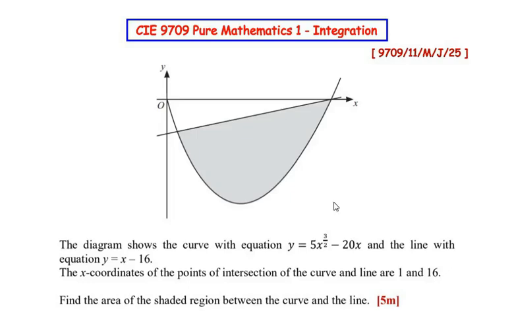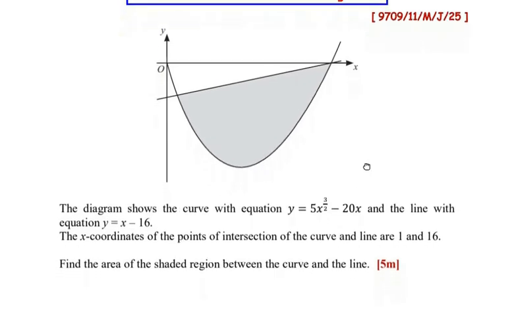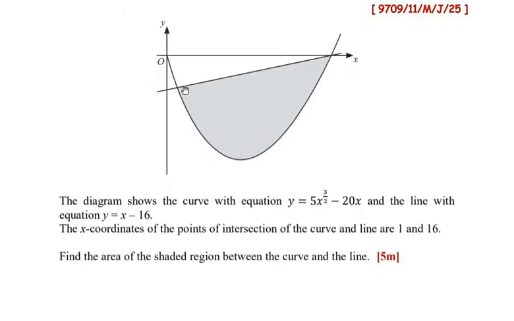In this video we are going to solve a question from integration which is referred from Cambridge Pure Mathematics 1, May-June 2025 paper. The diagram shows a curve with equation y is equal to 5x to the power of 3 over 2 minus 20x and the line with the equation y is equal to x minus 16. The x coordinates of the points of intersection of the curve and the line are 1 and 16. Find the area of the shaded region between the curve and the line.